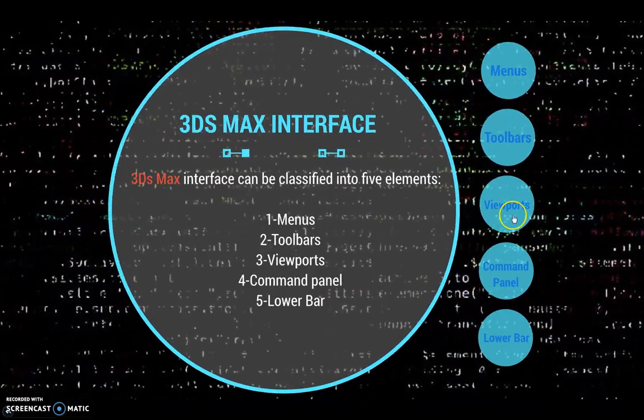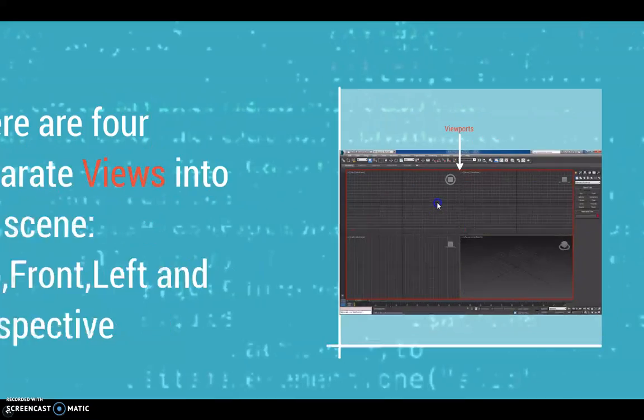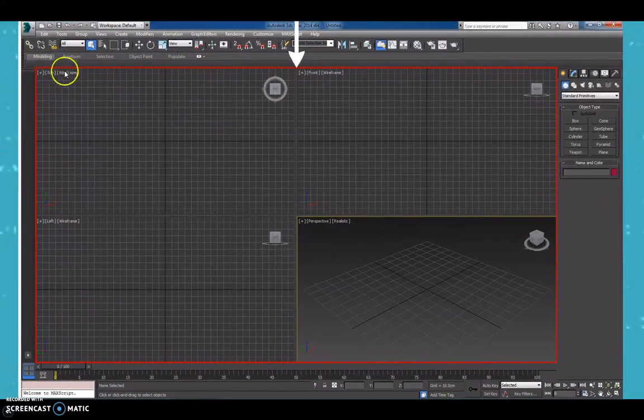Let's go now to viewports. There are 4 separate views into the scene. We have top, where we can see the top of our scene. We have front, left, and we have perspective, which shows us the scene or the object as a 3D model.